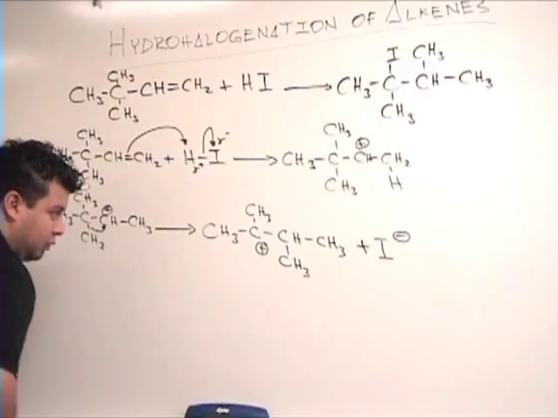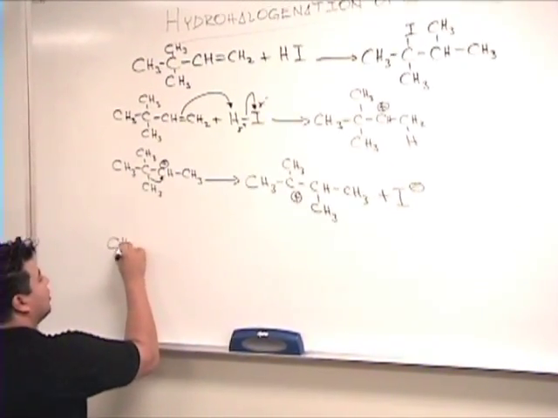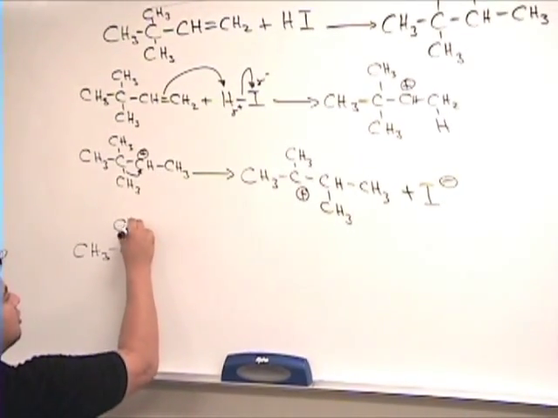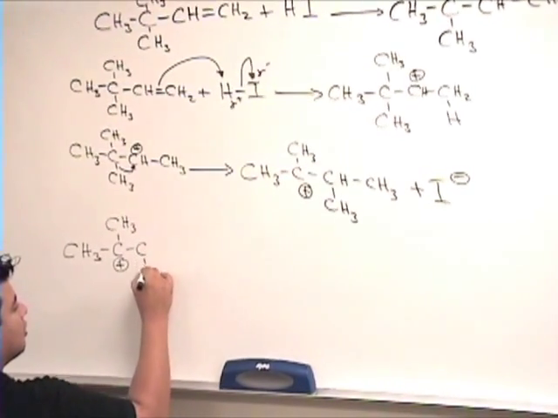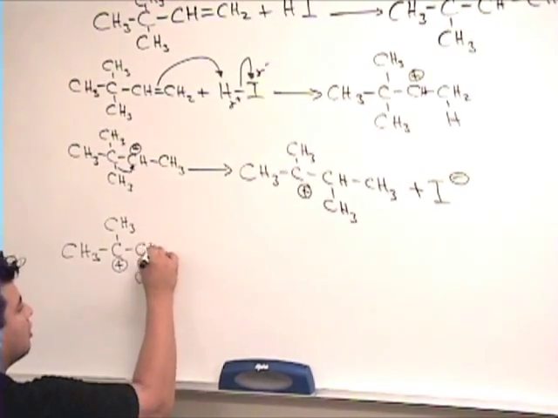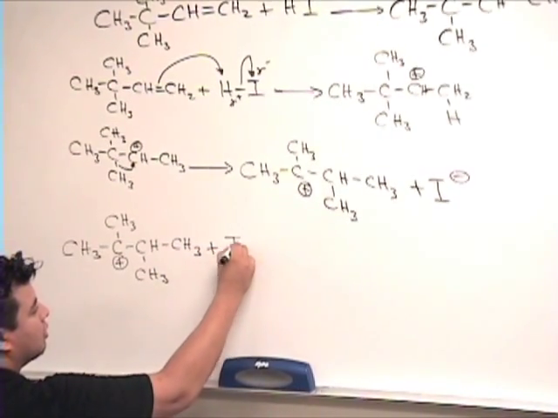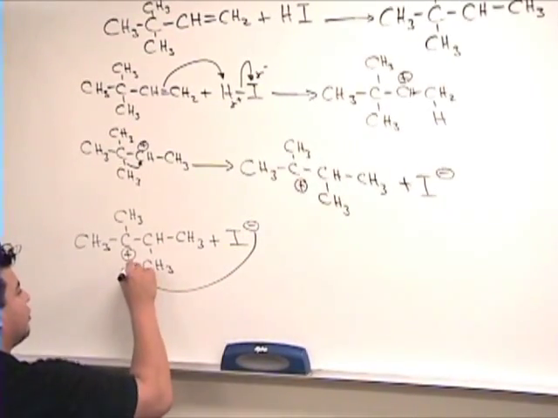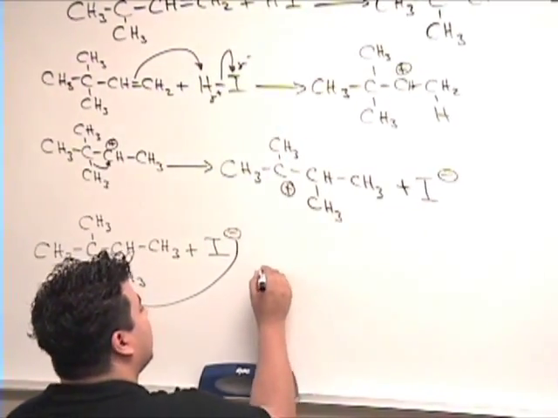And then we can imagine what's going to happen in the last step. We copy the reactant side. Now we know that the minus charge is going to attack the plus charge. And what we're going to get is this.